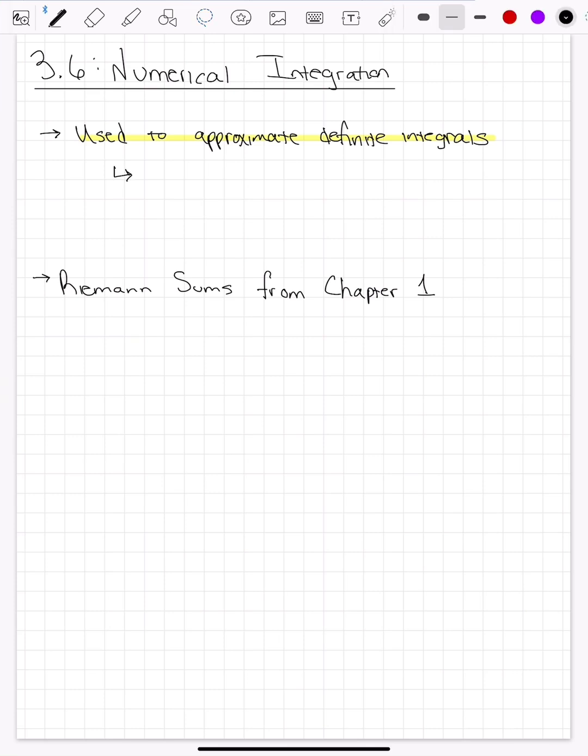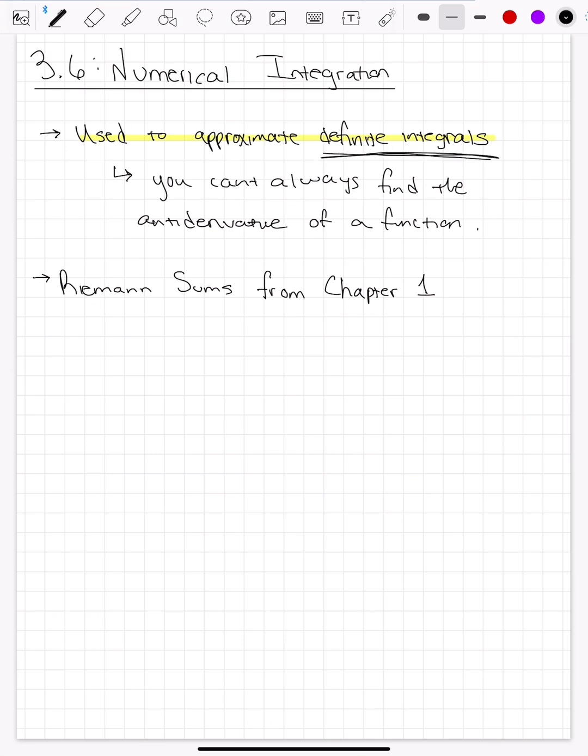The reason why numerical integration techniques are important is because you can't always find the antiderivative of a function. So if we can't find the antiderivative, then we won't be able to find the value of the definite integral, unless we can approximate it using numerical integration.